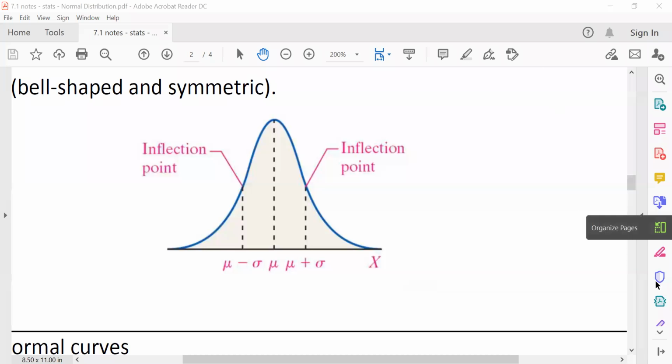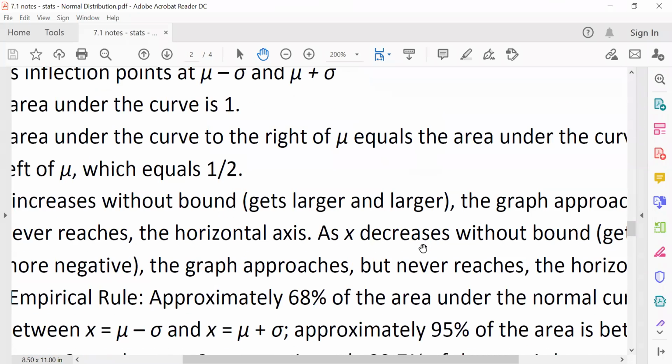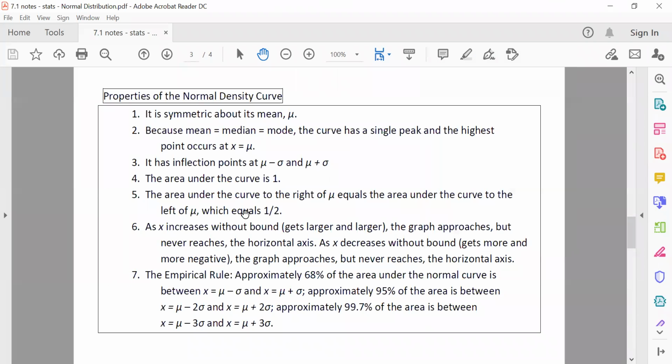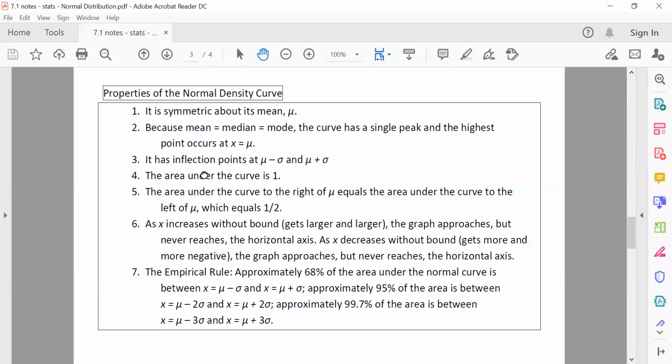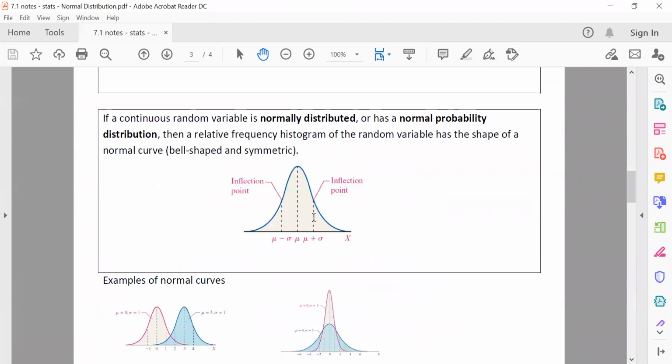So anywho, now you know that. What that means is that a random value can go off to infinity or negative infinity, and it's still possible. So the total area under the curve is 1. The area under the curve to the right of mu equals the area under the curve to the left of mu, which is 1/2, which makes perfect sense.